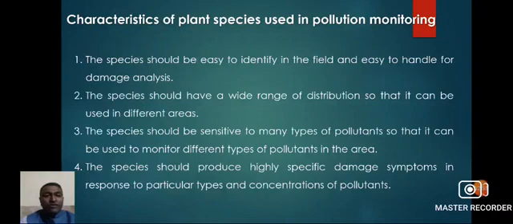These are as follows. The species should be easy to identify and easy to handle for damage analysis. The species should have a wide range of distribution, so it can be used in different areas. The species should be sensitive to many types of pollutants, not a single type, not a few, but many types of pollutants, so it can be used to monitor different types of pollution. And the species should produce highly specific damage symptoms, so you can identify exactly what type of pollution is occurring.